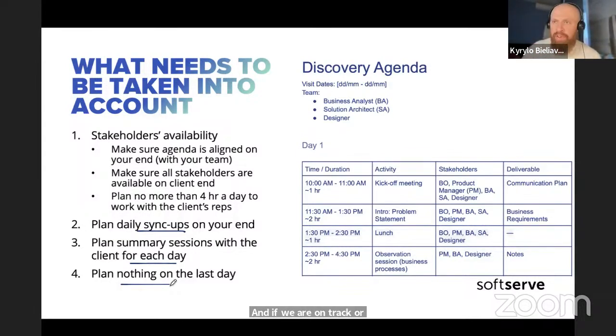Do not plan anything for the last day of your visit, because usually you will not get anything done on that day. You will just have time to get things together, get some final goodbyes or something like that. So don't plan anything important on the last day. It's better to have a buffer of some sort.